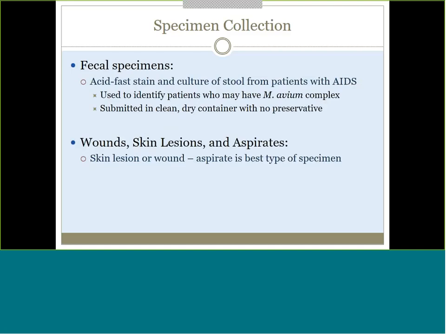There is a way to do fecal samples. This is especially if we think we have a Mycobacterium avium infection with AIDS patients. They can acid-fast stain a stool sample looking for that avium complex. And then, again, wound, skin lesion, aspirate. Whatever is being infected is what you are going to collect.